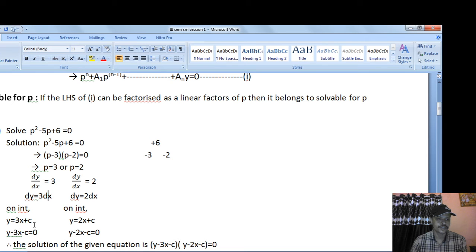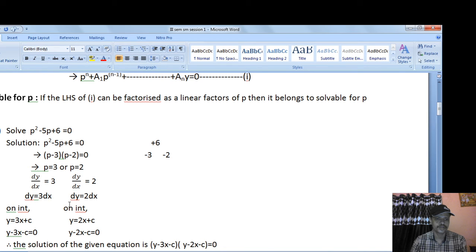y minus 3x minus c is equal to 0, and this is the solution of this equation for p is equal to 3. Now p is equal to 2. Solve this equation as in the earlier case. dy by dx is equal to 2, and this is a first order first degree differential equation.